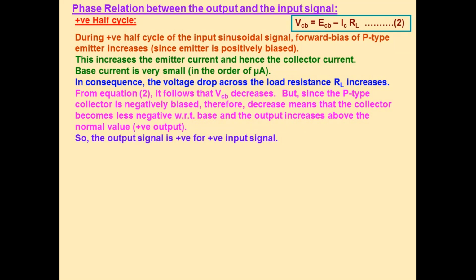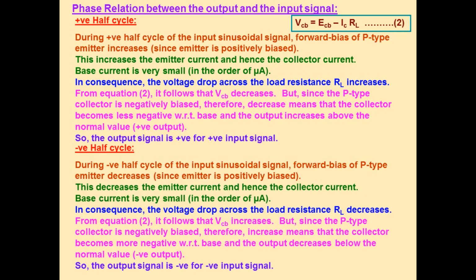So p-type collector is negatively biased. So decrease means that collector becomes less negative with respect to base. Output increases above the normal level. VCB decreases means the collector becomes less negative with respect to base. Output increases above the normal value. So output signal is positive for positive input signal. And during the negative half cycle, the output signal is negative for negative input signal. So in the case of common base amplifier of PNP transistor, input and output are in same phase.